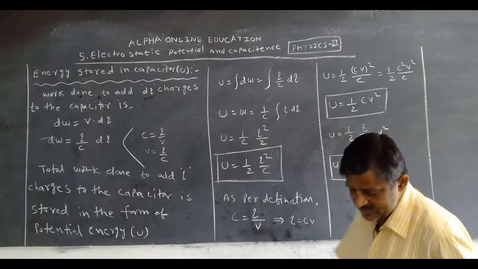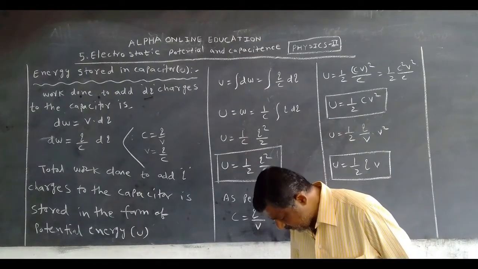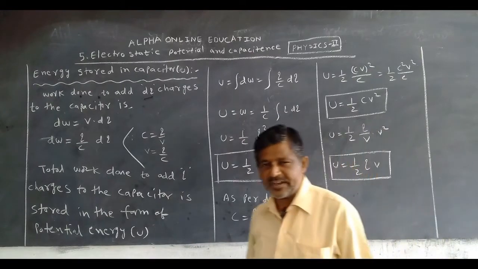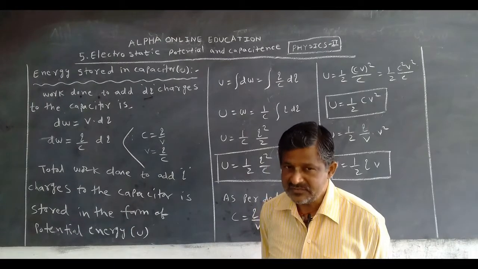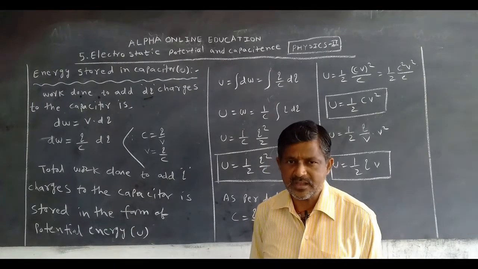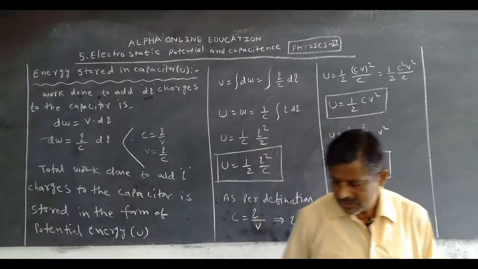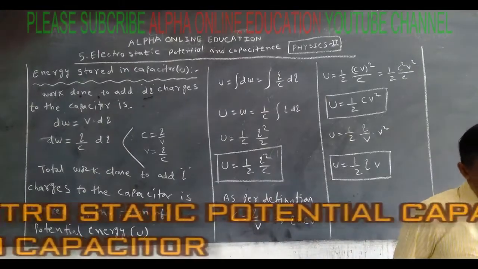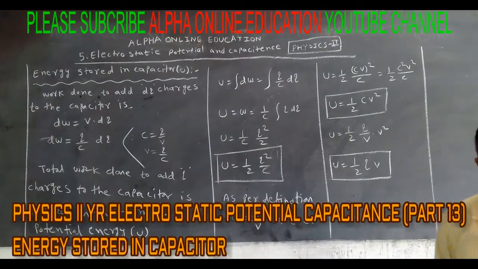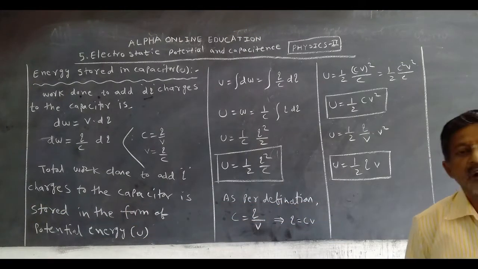So the energy stored in a capacitor is expressed in how many forms? Three forms. The first form is half Q square by C. The second form is half CV square. And the third form is half QV. These are the equations for energy stored in a capacitor. The symbol is U. U is equal to half Q square by C, half CV square, half QV.